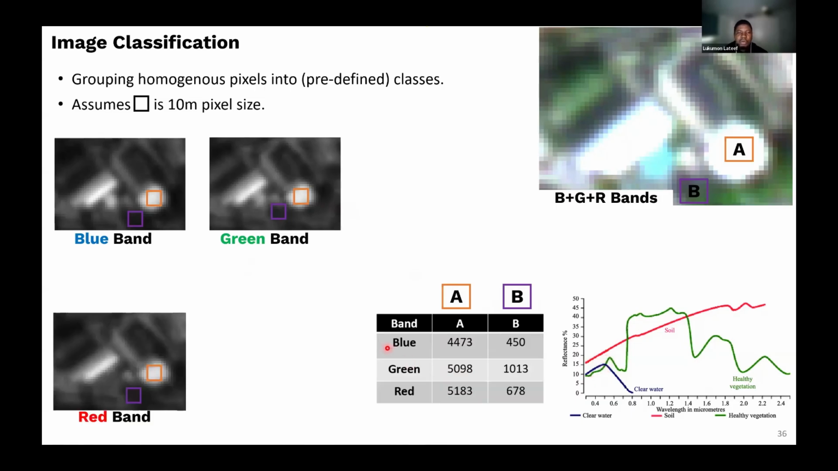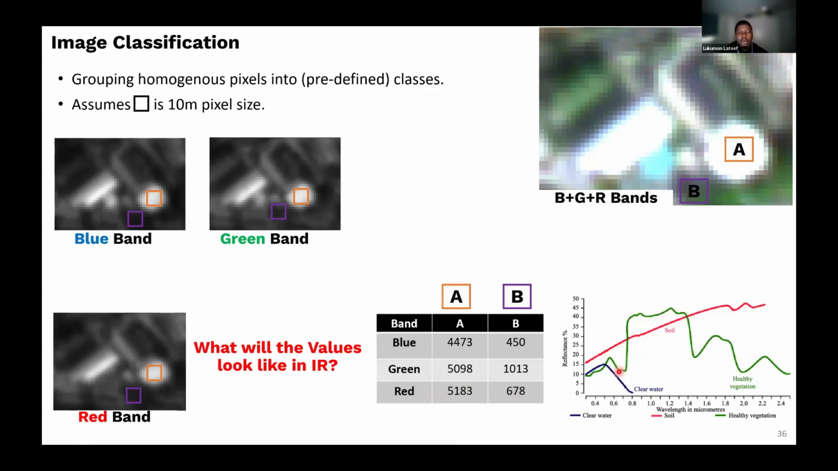So when we go to the red portion, we expect an increase for built-up or soil in the red portion. So it increased, but not very much. But for the vegetation, we expect a decrease in reflectance, it has to drop in the red because it absorbed most of the red portion of the energy.